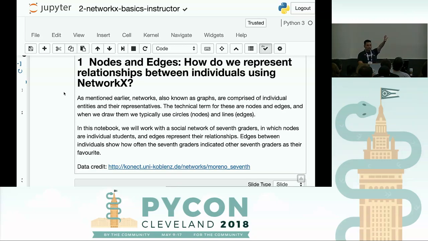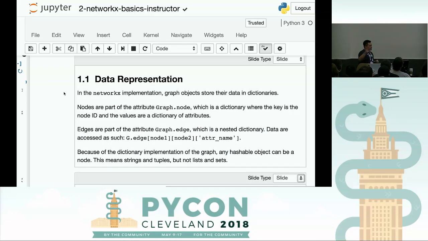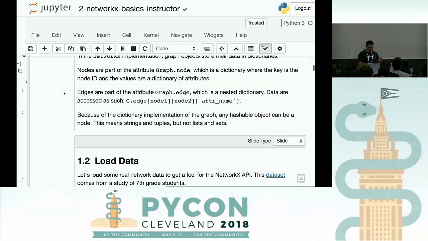Everybody has a notebook to open? Okay, great. So this notebook is all about the NetworkX API. What I want you to know from this, the take home, is that NetworkX graphs are just dictionaries of dictionaries of dictionaries. It's dictionaries all the way down. Okay? It's dictionaries of dictionaries of dictionaries. And therefore, getting familiar with accessing elements in a dictionary is very important. All right? So that's the big thing.